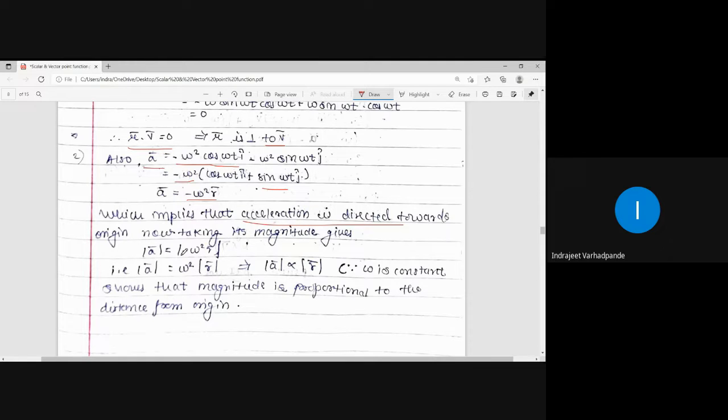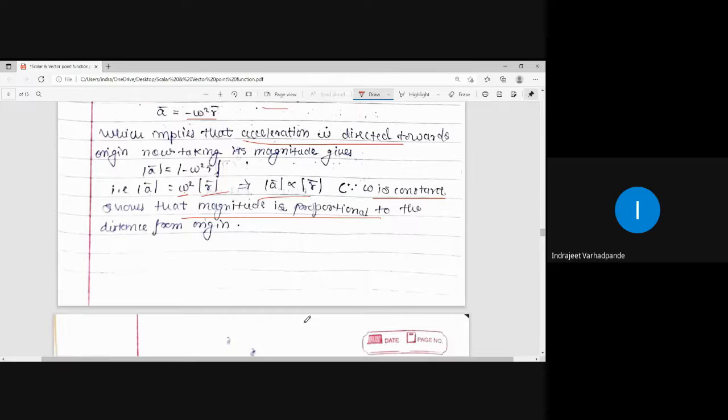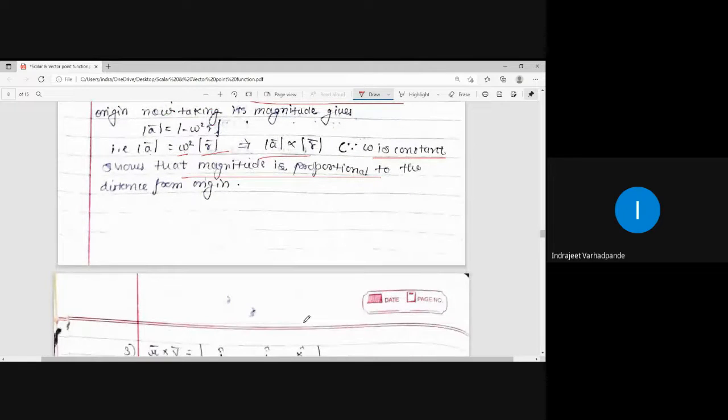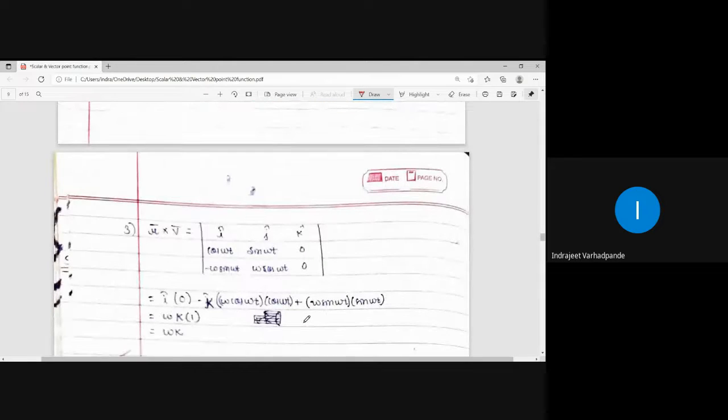Mod of a bar is equal to mod of minus omega square r bar. Minus omega square will give you omega square multiplied by the magnitude of r bar. I told you that if quantity a is equal to a constant into b, that means a is proportional to b. Since omega is constant, this shows that the magnitude is proportional to the distance from the origin. What is r bar? R bar is nothing but the distance calculated from the origin. So that is how we show the second quantity.